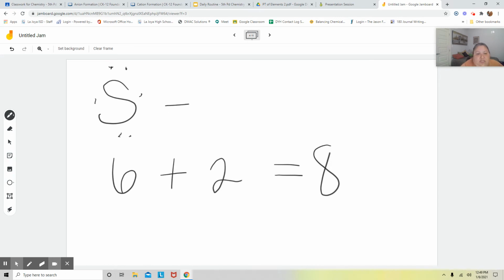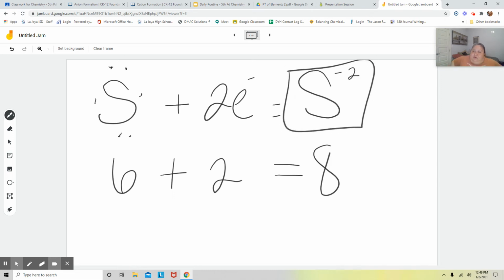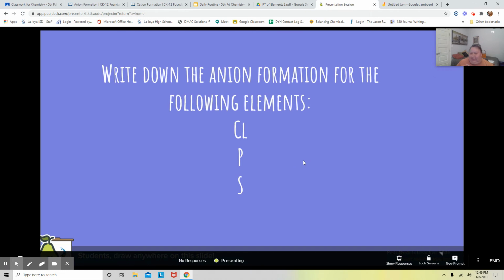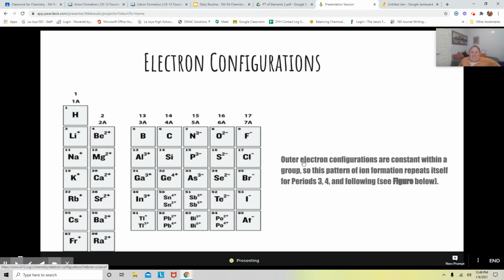If you gain 2 electrons, what's your overall charge for sulfur at the end of this process? That's going to be -2. Yes, sir. Everybody understand where that number comes from? Anybody have any questions as to how we're getting that -2? No questions? Good job. All right, so now that we've completed our practice, let's finish up the presentation.